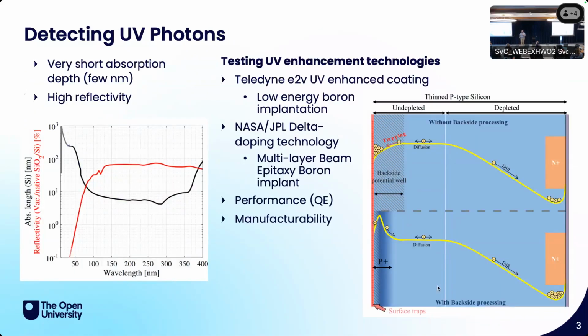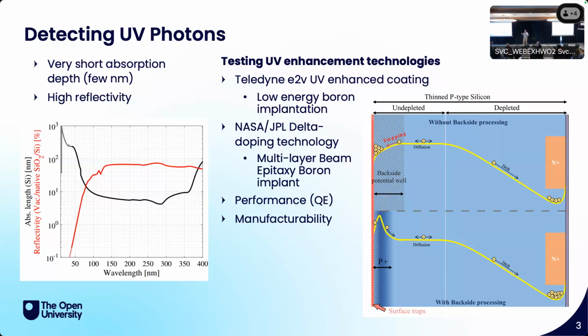Of course the initial problem is to detect the UV photons. I know there have been talks from Shuley and Michael Henk earlier this week, but just to recap, the problem with detecting UV photons in silicon is that they have a very short absorption depth, from about 400 nanometers down to about 100. And also silicon has a very high reflectivity at these wavelengths. So you need some sort of technology that will allow you to get the photons far enough into the silicon to be detected.